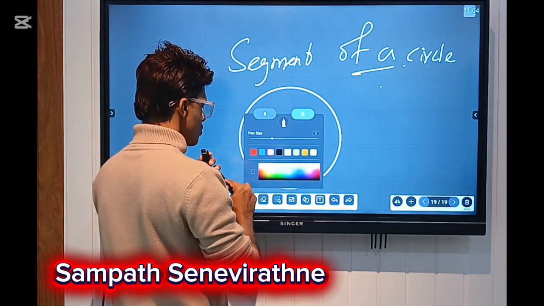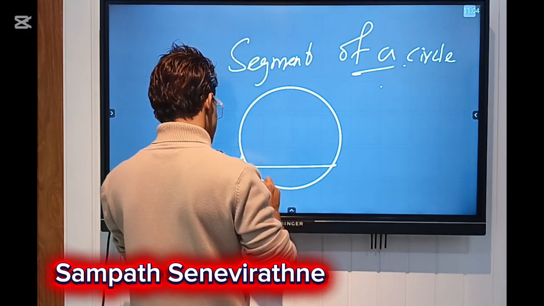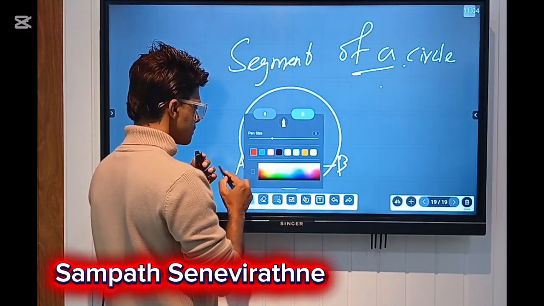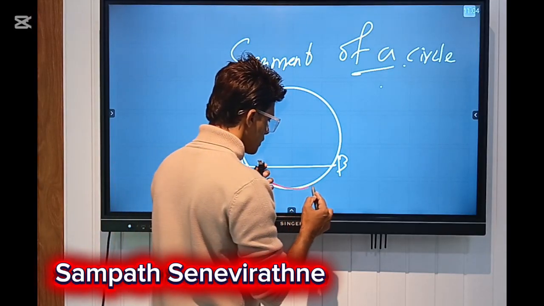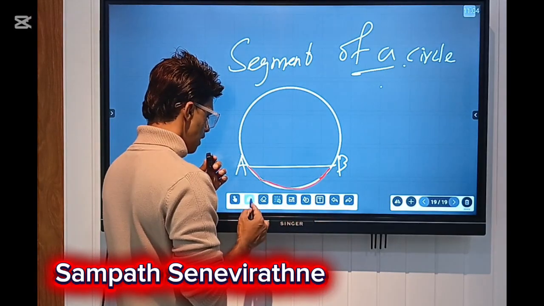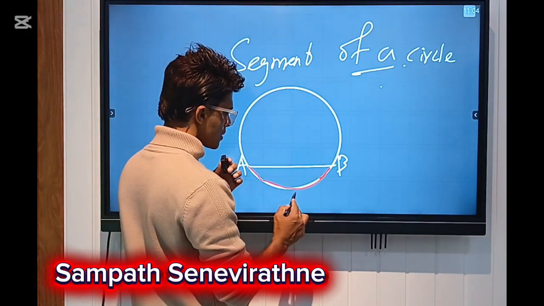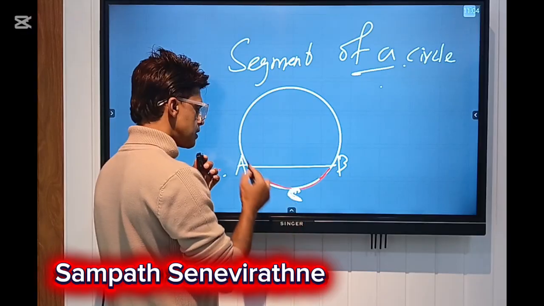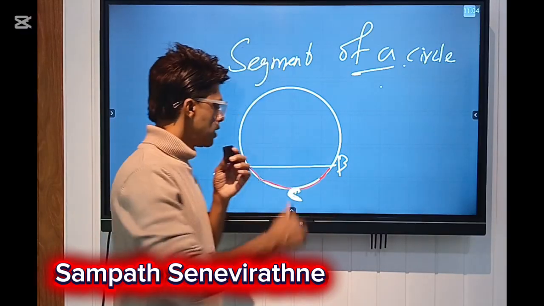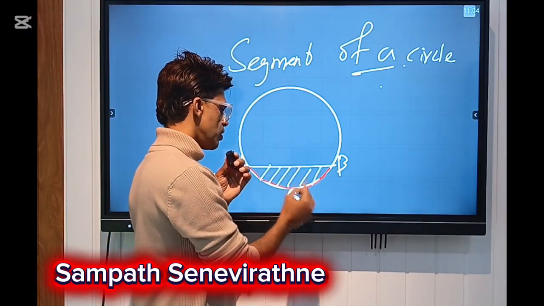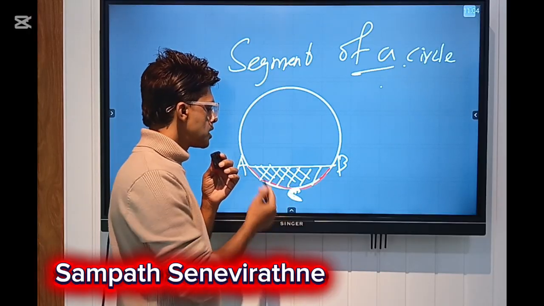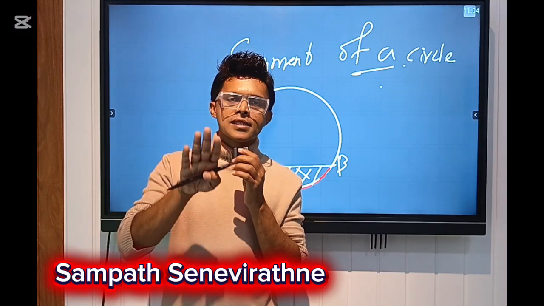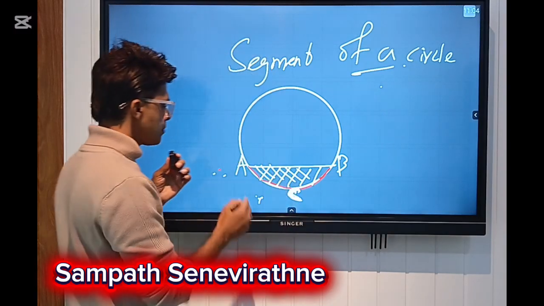Right now, this is a chord, the chord AB. This is an arc, a minor arc. I will name this point as C, right? ACB is an arc. So the region which is covered by this arc and this chord can be named as a segment. This is a minor segment.